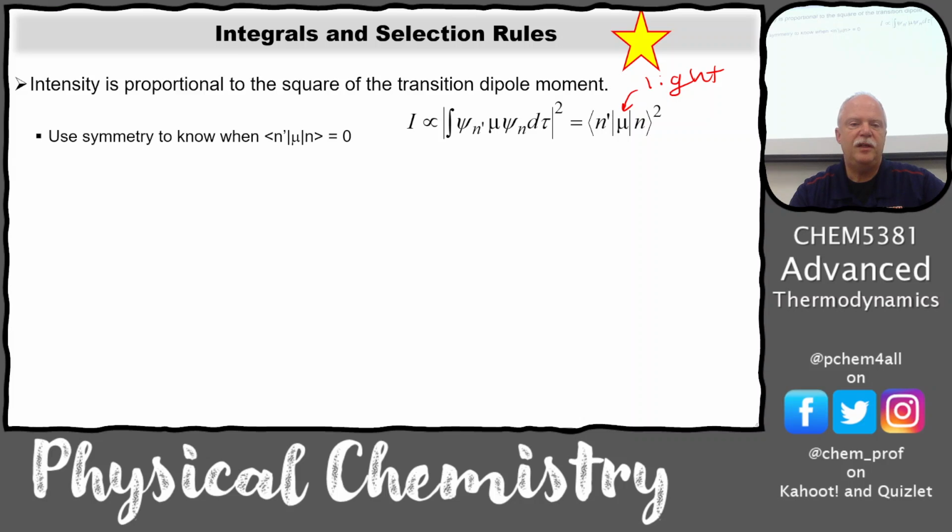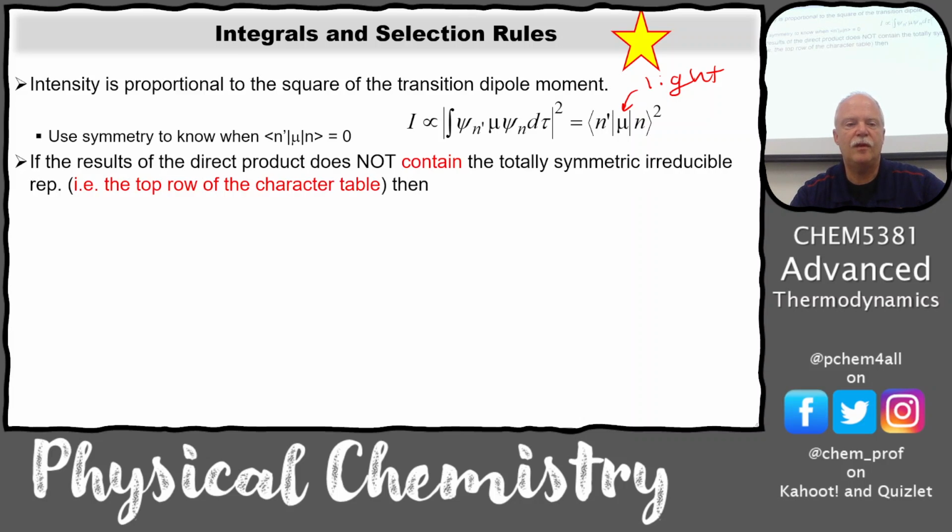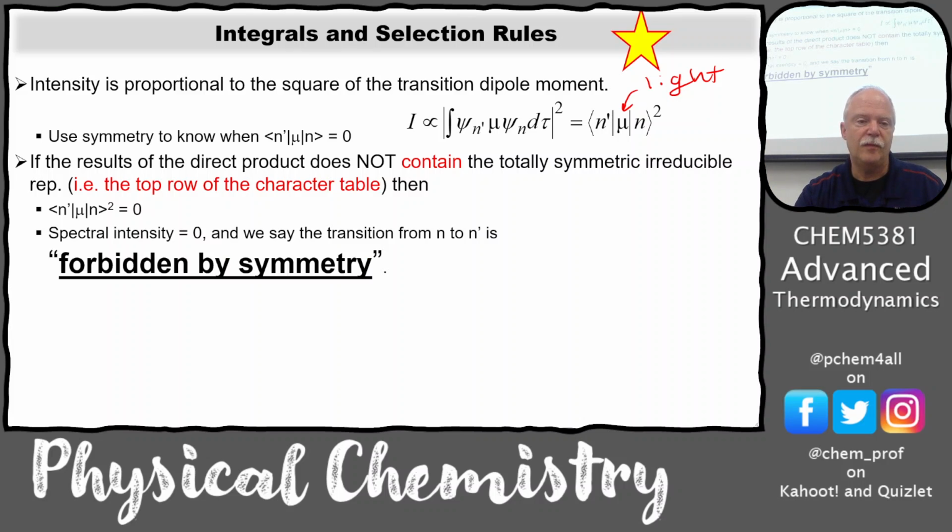So we use symmetry to know when this transition moment integral is 0, and that the results of the direct product does not contain the totally symmetric irreducible representation. That's the long phrase. A simpler way to think of it is if it's not the top row of the character table, then this integral is 0. If the integral is 0, then the square of that integral is 0. And so we call this forbidden by symmetry.